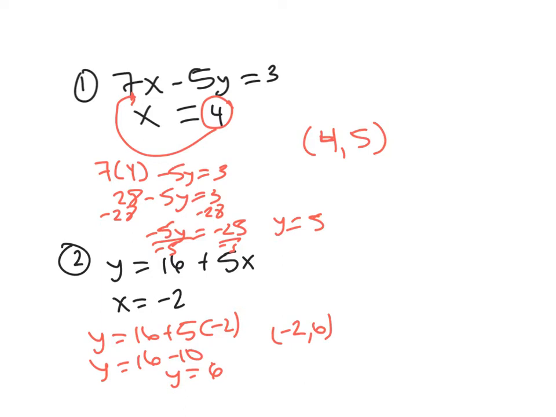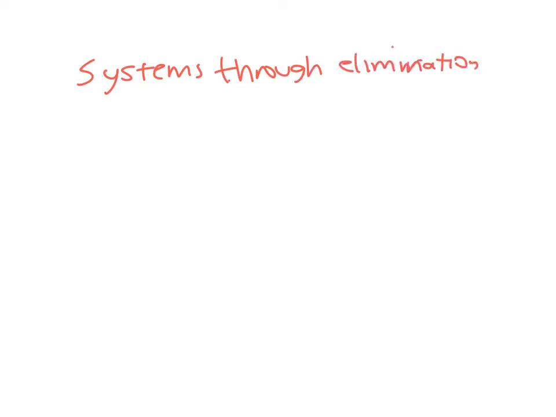So now, for the next section right here, this is going to be solving systems through elimination. Okay, so solving systems through elimination. Now, elimination is when you have two equations and you're able to eliminate one of the variables, so you're able to solve for another variable easily. So let me show you what I mean by that.